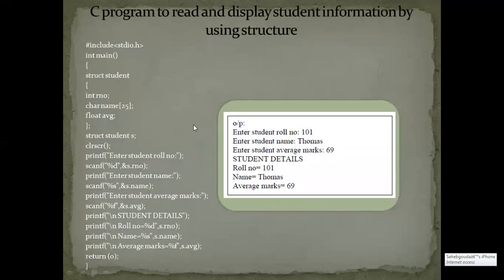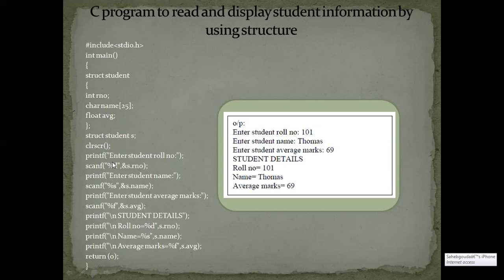So this is a C program to read and display student information by using the structure. It looks complex, but it is a simple program. You can easily understand. Listen, this is a header file. This is the main function, int main, which returns a value. Struct student. Here we are going to display the information about whom? Student. The student contains the members roll number, name, and average, all these three. Struct student s. Okay, we have taken struct student s.